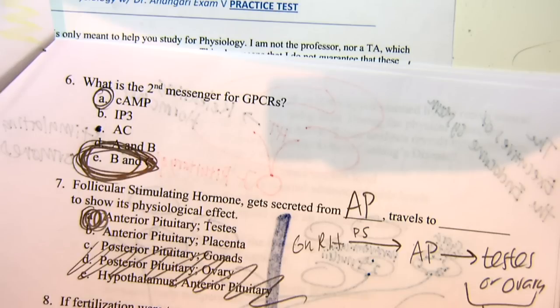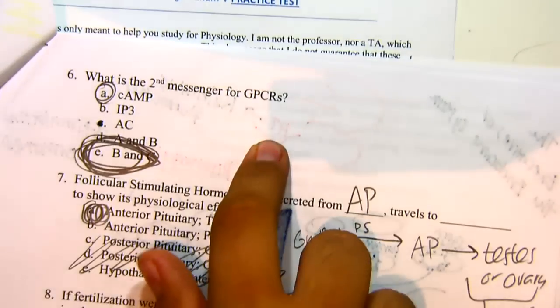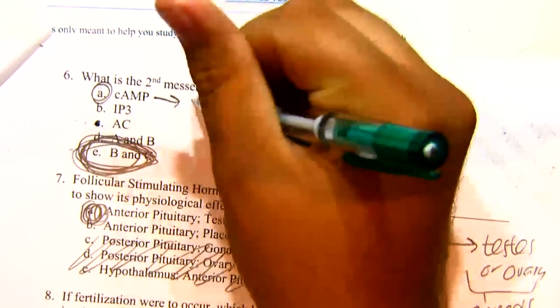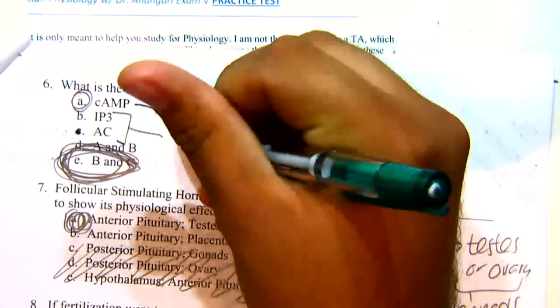I would go with the slides because you can put both and kind of fight which one. But if I were in your shoes, I would probably go for the IP3 and AC because those are the ones directly in the notes. But yeah, I guess that was a bad question. So cAMP is in the BRS, and then these two are in the slides.